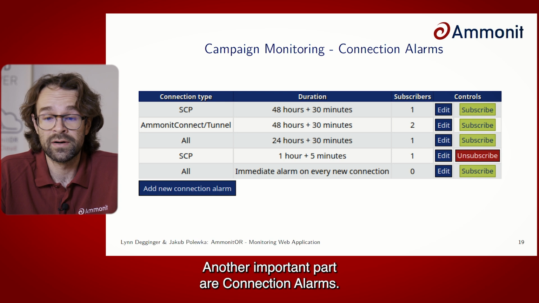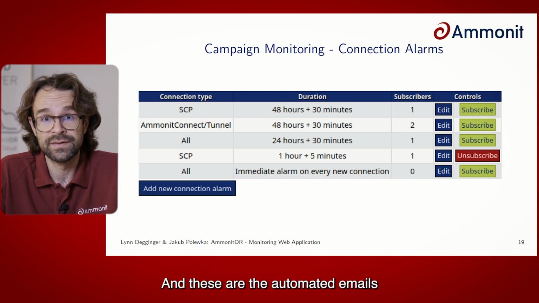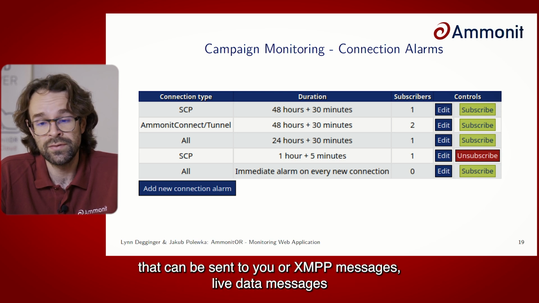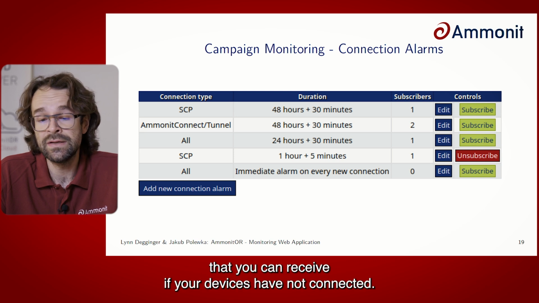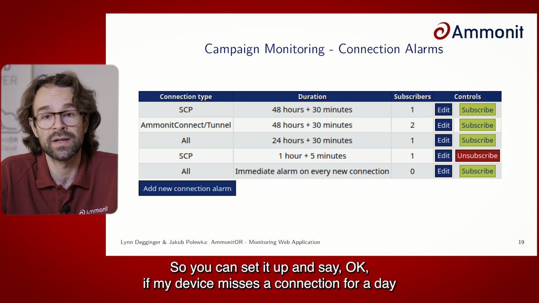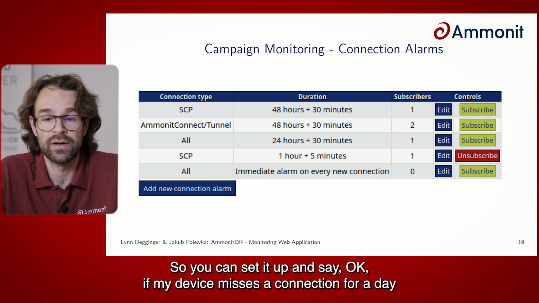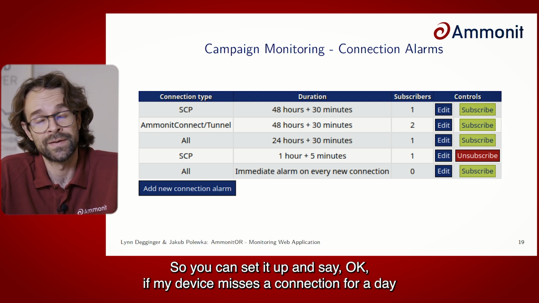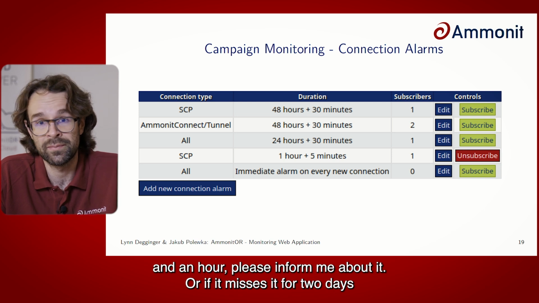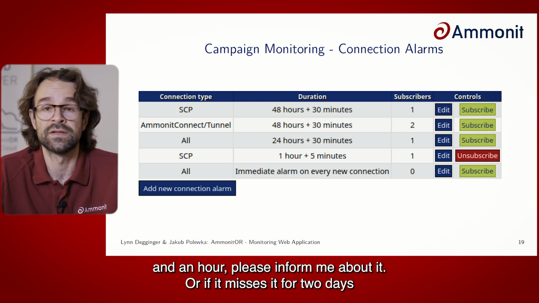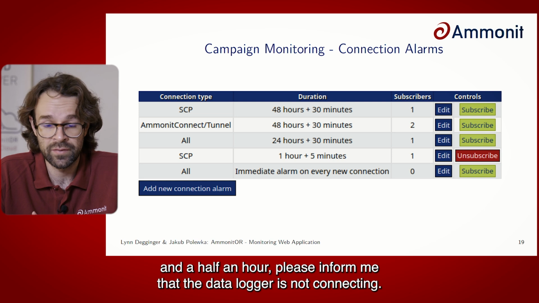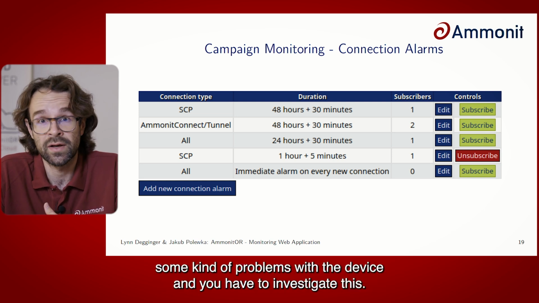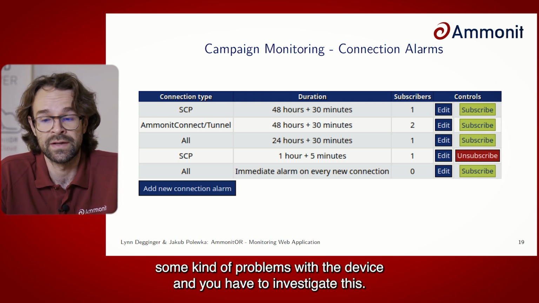Another important part are connection alarms. These are the automated emails that can be sent to you, or XMPP messages, live data messages that you can receive if your devices have not connected. So you can set it up and say, okay, if my device misses a connection for a day and an hour, please inform me about it. Or if it's going to miss it for 2 days and half an hour, please inform me that the logger is not connecting. Maybe there are some problems with the device and you have to investigate that.